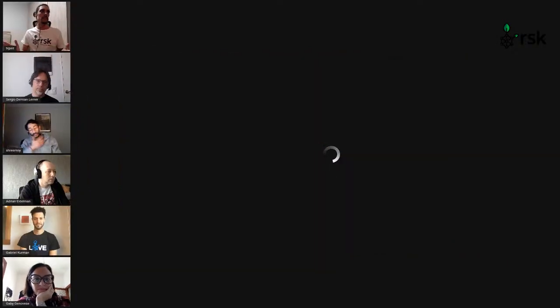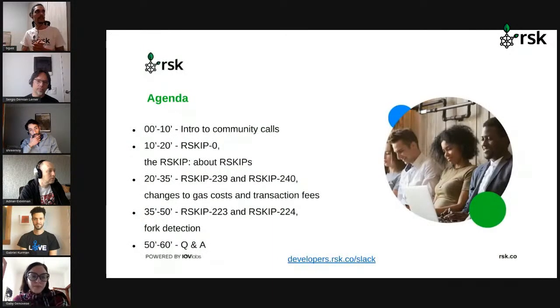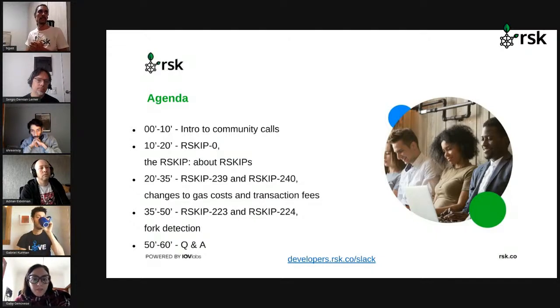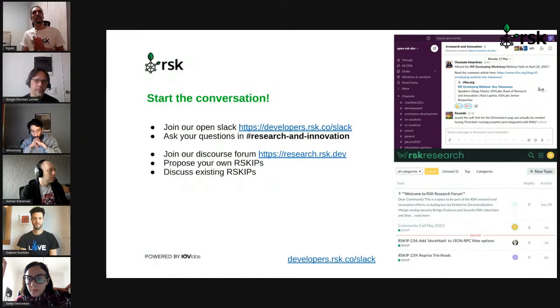And here's the agenda for today, right? So the first 10 minutes, we'll be doing an introduction to community calls. The next 10 minutes, we'll be talking about RSK IPs, just to set the scene. And then another 15 minutes, we'll be talking about RSK IPs related to gas costs and transaction fees. And then another 15 minutes, we'll be talking about another 2 RSK IPs to do with fork detection. And then we'll round it all up with questions and answers. So let's start the conversation.